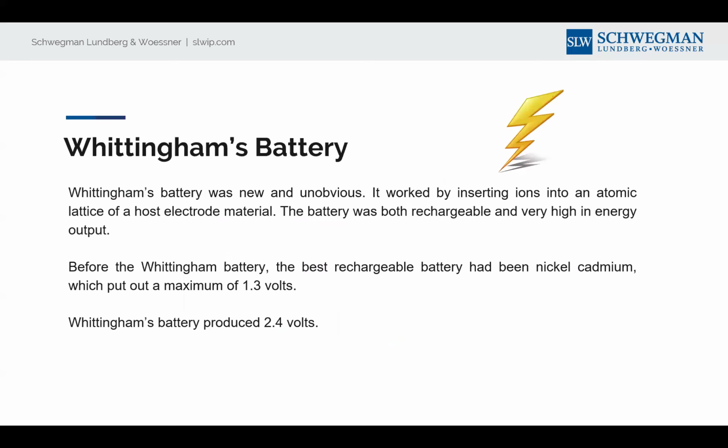Okay, Whittingham's battery was regarded as new and unobvious. He got several patents on it, and it worked by inserting ions into an atomic lattice of a host electrode material. The battery was both rechargeable and very high in energy output. Before the Whittingham battery, the best rechargeable battery had been nickel cadmium, which put out a maximum of 1.3 volts. Whittingham's battery produced 2.4 volts. Next slide.